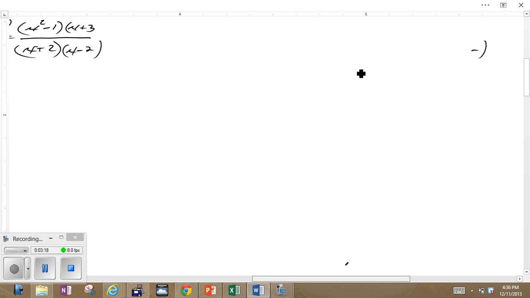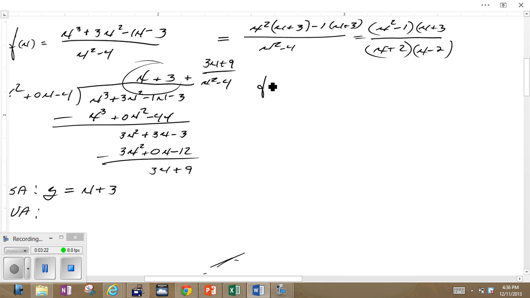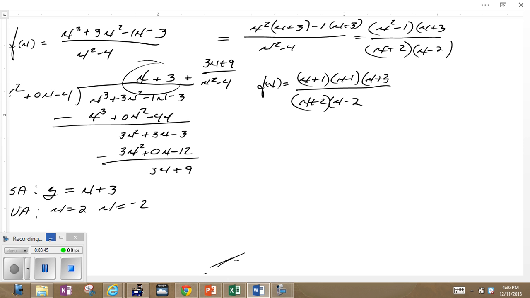Okay, so fully factored now. We take a look at it. We've got the function f of x, which is factored as x plus 1, x minus 1 times x plus 3 over x plus 2 times x minus 2. So we now have our vertical asymptotes at x equals 2, x equals negative 2.